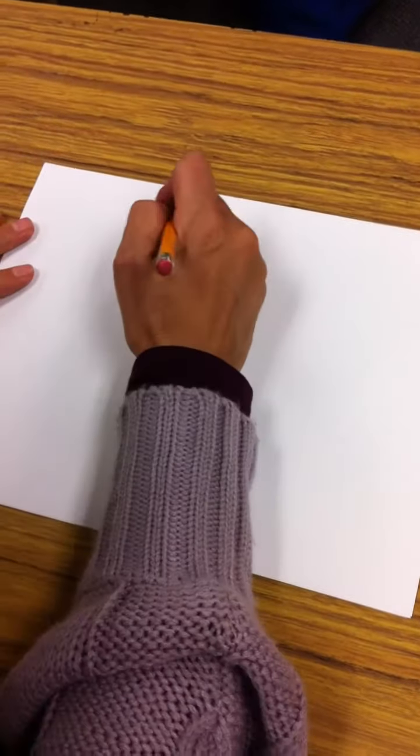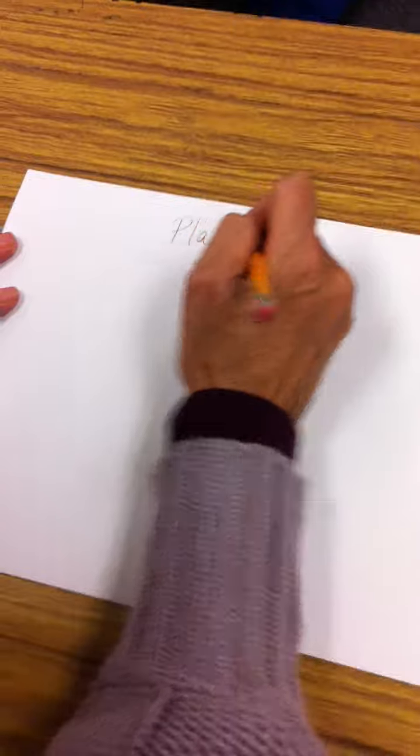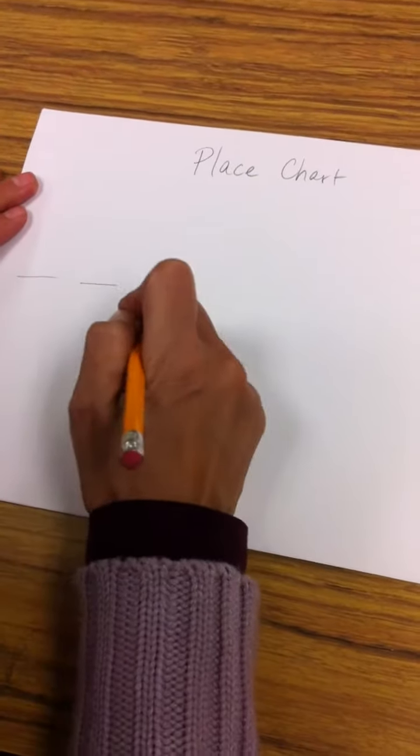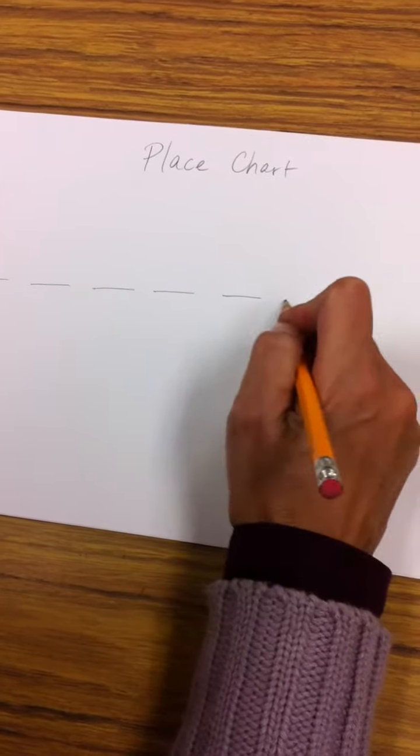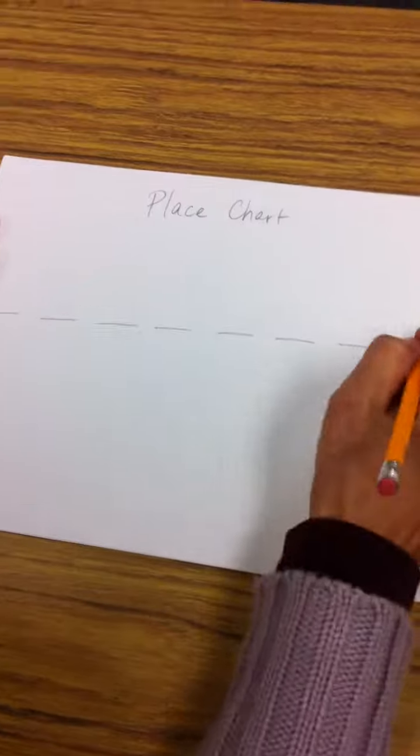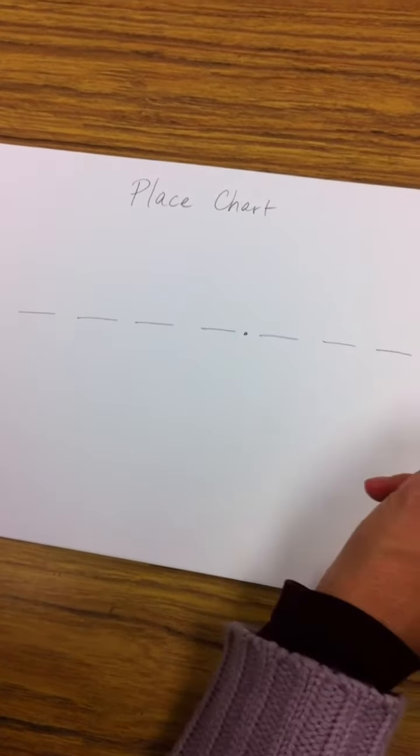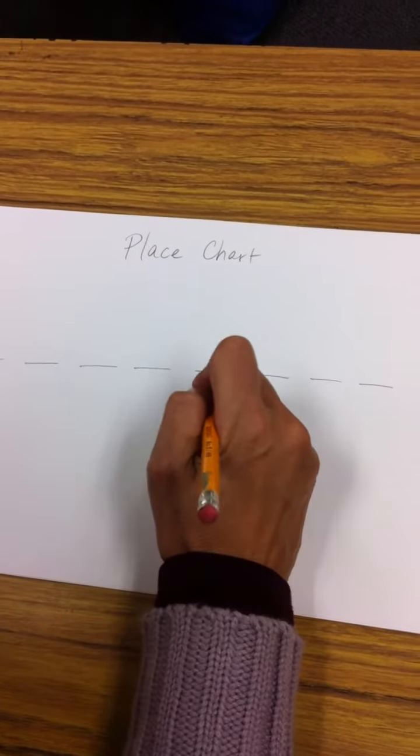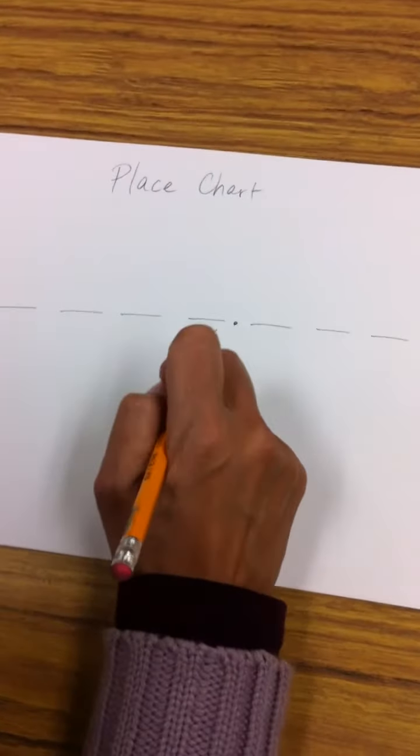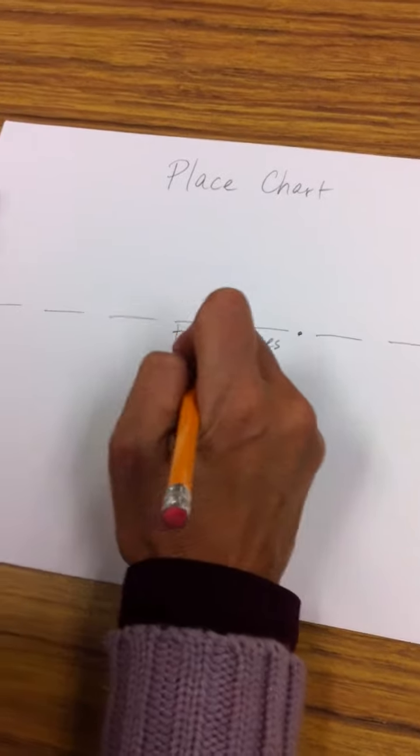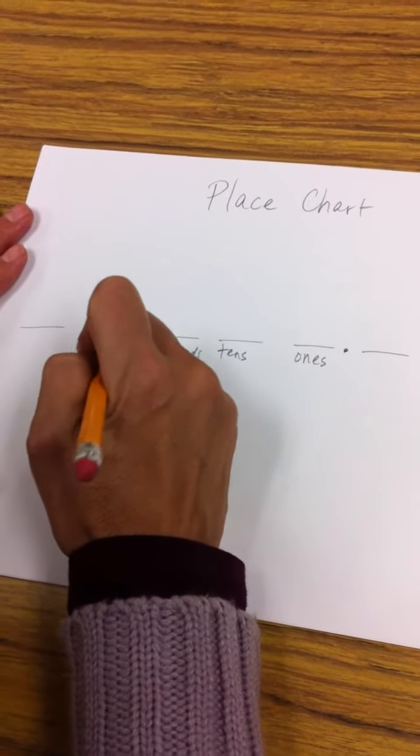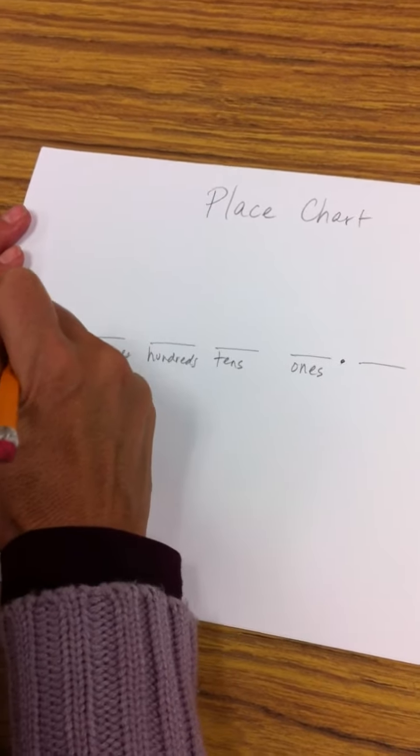In fifth grade, we talk a lot about the place chart. This is a really important concept for kids to understand, as all of math revolves around the place chart. I'm going to put a decimal here, which is not the center of my place chart, but the ones place is the center. So we have ones, tens, hundreds, thousands, and 10,000s.